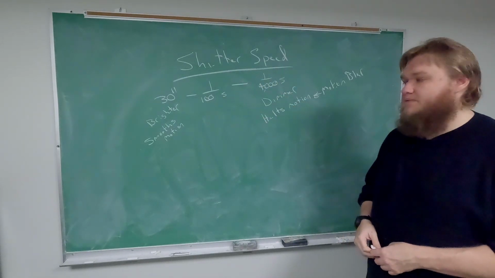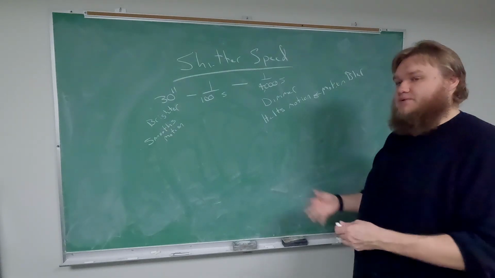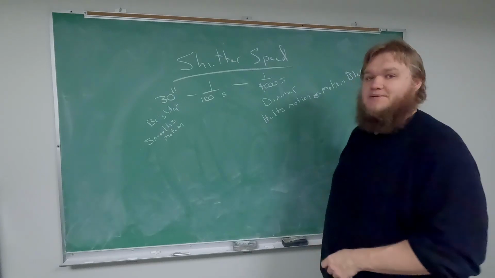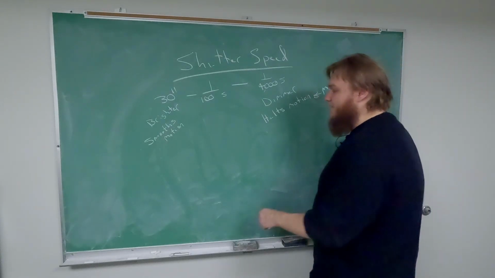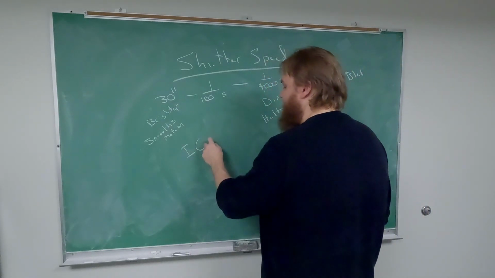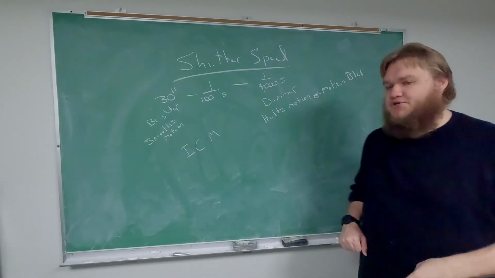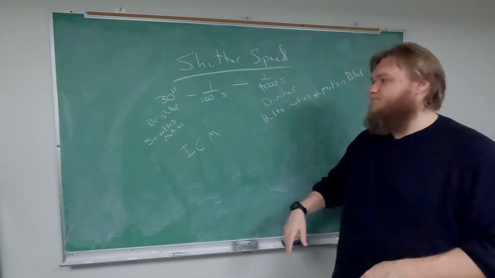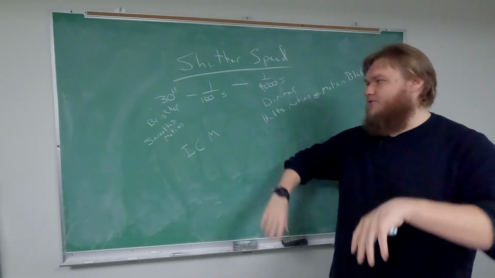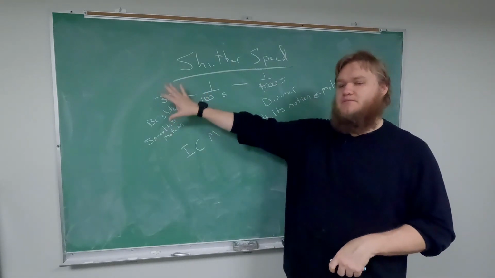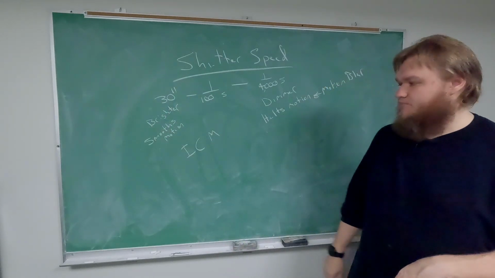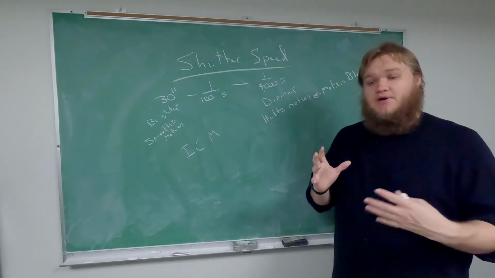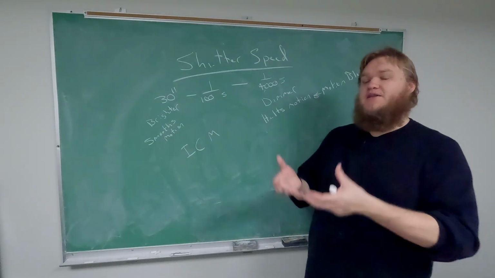Now, one thing I do want to mention before we end this relatively short little diatribe on shutter speed is there is a technique called ICM, and ICM stands for intentional camera movement. What ICM does is it's very similar to that panning, although it's a broader category. You use a longer shutter speed, but you move the camera intentionally, thus the I. You move the camera in order to produce an effect.